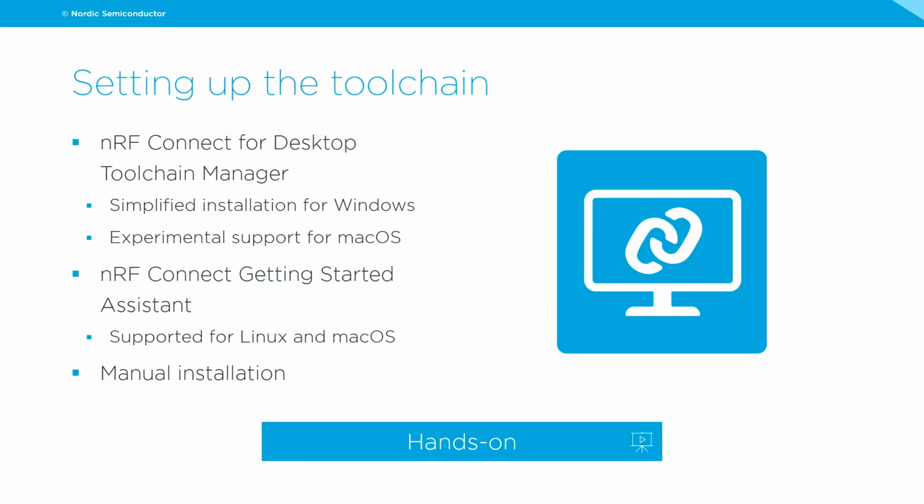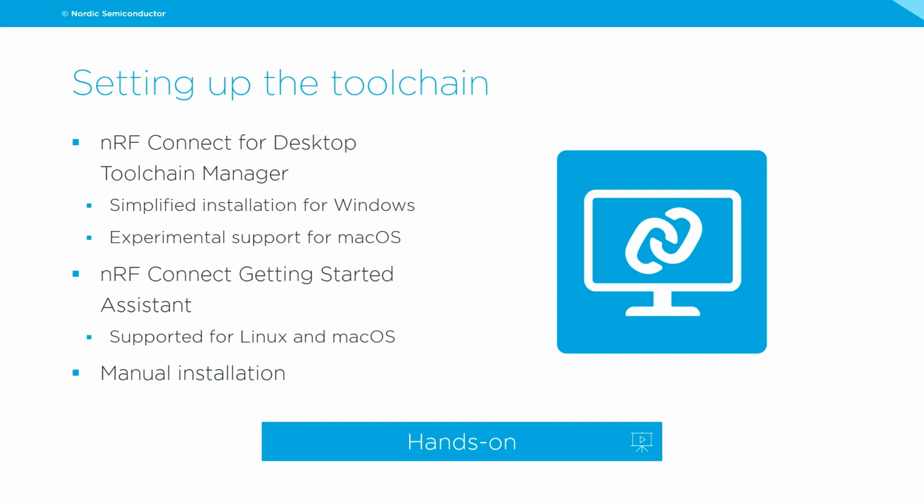I will start by showing you how to set up the toolchain. We will focus on the nRF Connect application called Toolchain Manager, which is a simplified installation of nRF Connect SDK for Windows. We also have experimental support for Mac OS. If you're a Linux or Mac OS user, you can also use the Getting Started Assistant, which is another nRF Connect application. It's also possible to do a manual installation if you require advanced options.